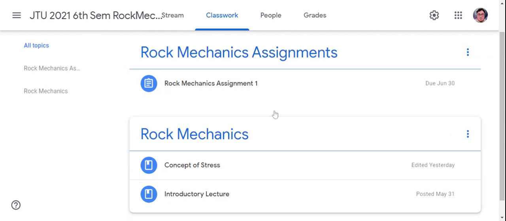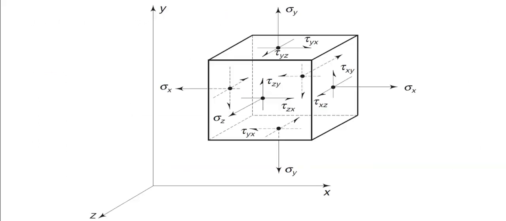So in the last class, we started discussing the concept of stress, and there we also discussed tensors. We also discussed that we can actually rotate these tensors, and this tensor will be present as a 3 by 3 matrix in case of a 3D tensor, and a 2 by 2 matrix in case of a 2D tensor.